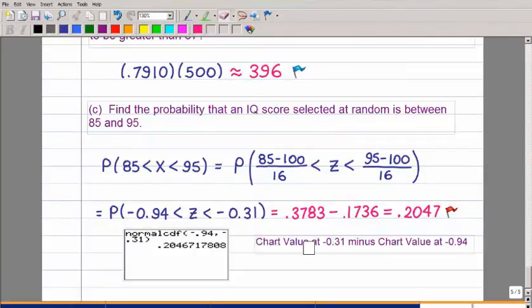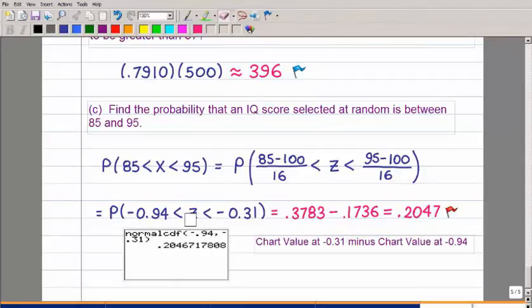So I look up, as I wrote down here below, chart value at negative 0.31 minus chart value at negative 0.94. Remember, you have to get larger minus smaller because the final answer has to be positive. So negative 0.31 has a chart value of 0.3783. Negative 0.94 has a chart value of 0.1736. Subtract the larger minus the smaller, you get 0.2047. And there it is in the calculator. You just put the lower number, you put the upper number, and there it is. So you would expect about 20.47% of the scores to be between 85 and 95.